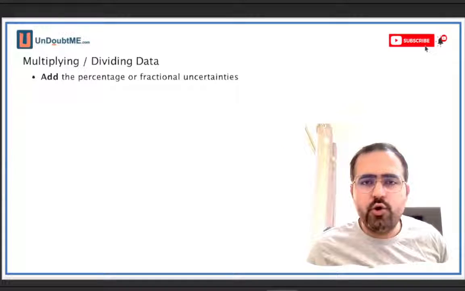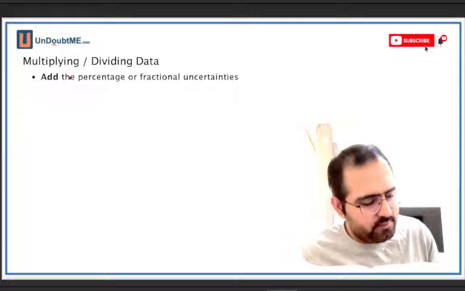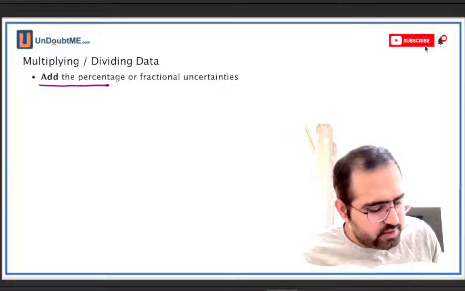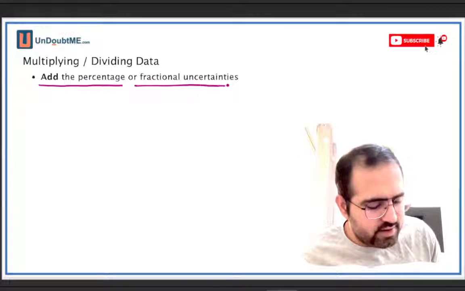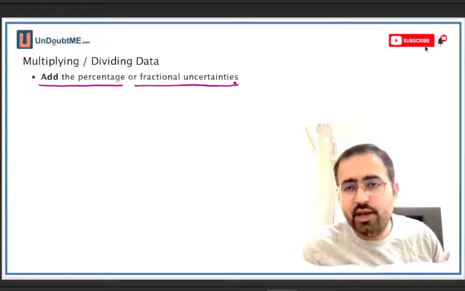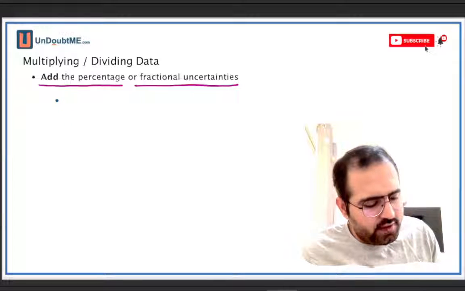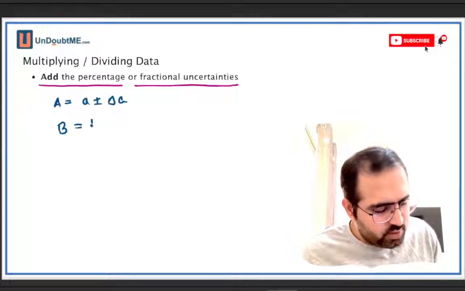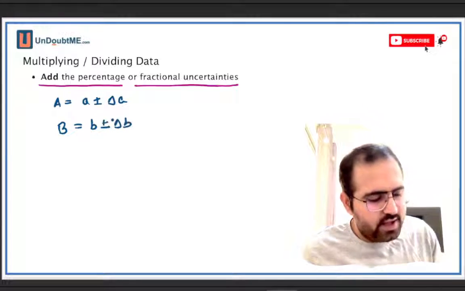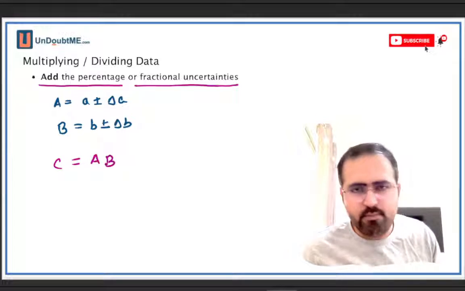Now let us move on to multiplying and dividing the data. For that, the concept is that we can add the percentage or fractional uncertainties of those data. What is the meaning of that? Let us understand with the help of an example. Let's say I have a quantity A which is A plus minus delta A, another quantity B which is equal to B plus minus delta B, and I want to find C which is A times B.